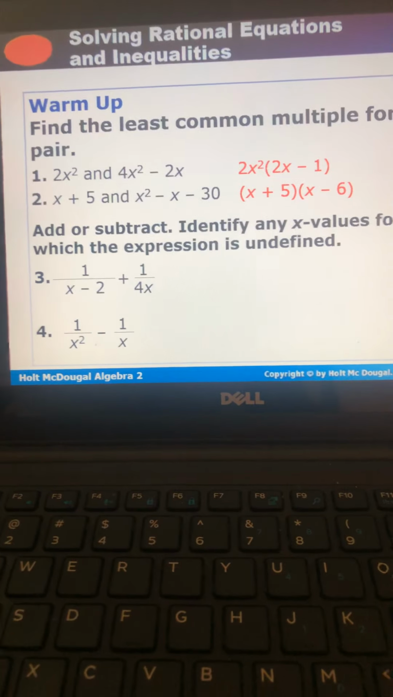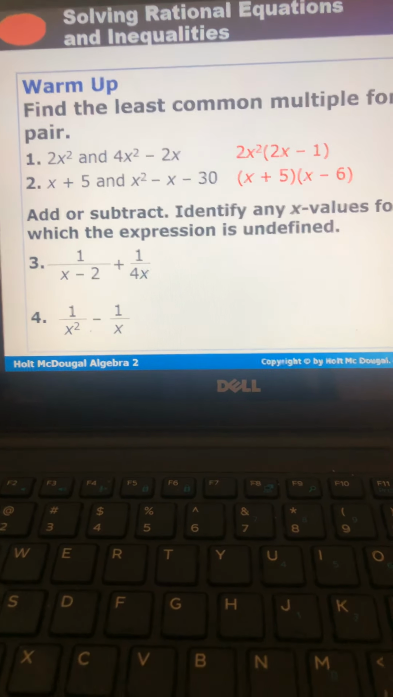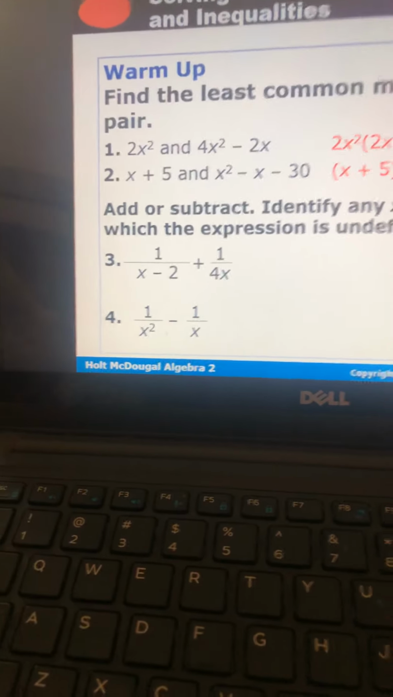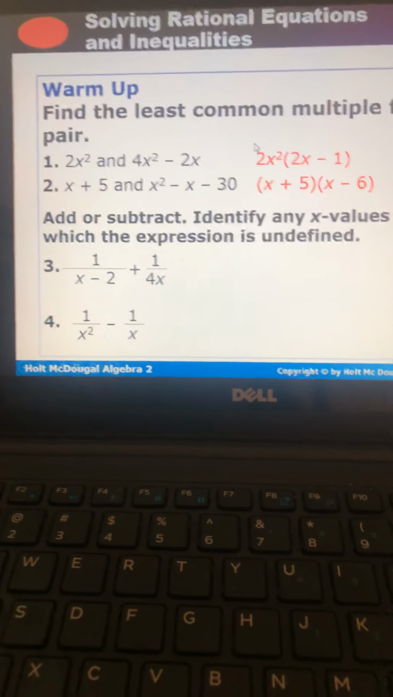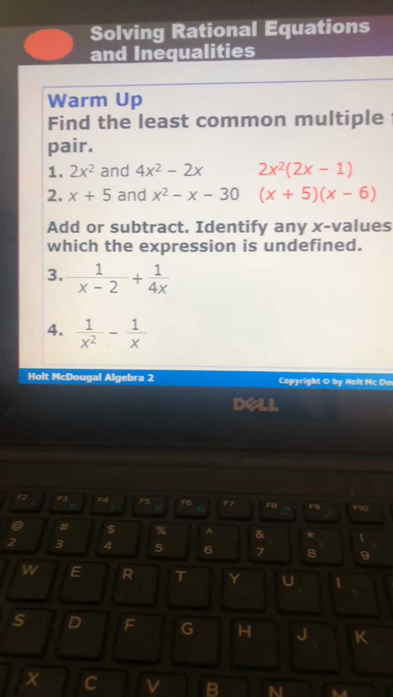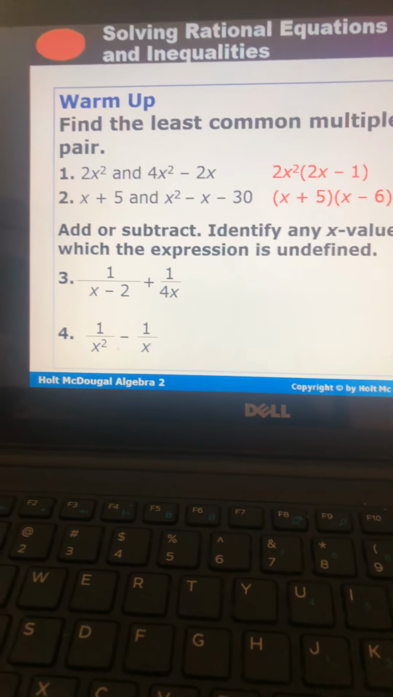Now, 3 and 4, it says to add and subtract. I don't want you to worry about those because I told you in the last video that you would only add and subtract values that had the same denominator. So we're not going to worry about that one.